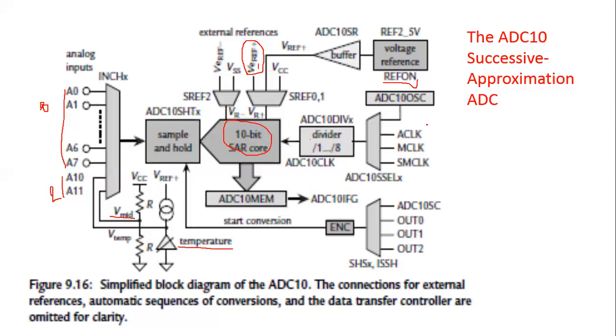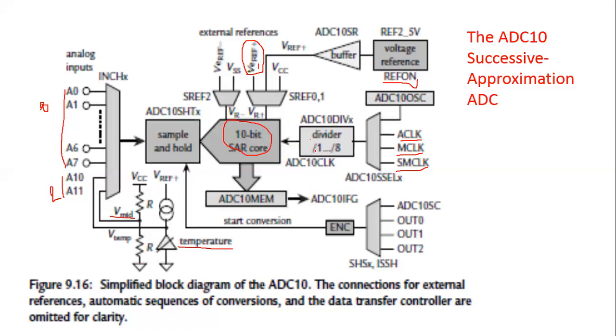These frequency clocks are the ADC oscillator, A clock, M clock, and SM clock. The ADC oscillator will be selected internally, and these clock signals pass through a divider for selecting different frequencies.